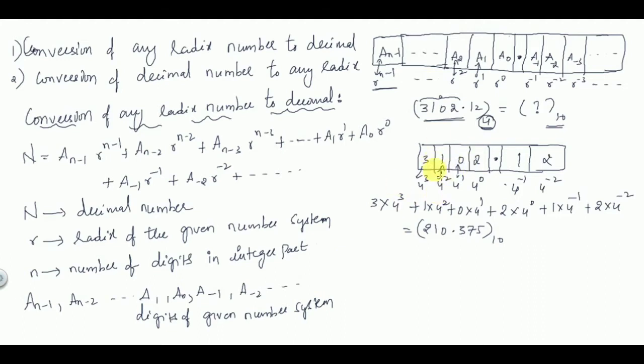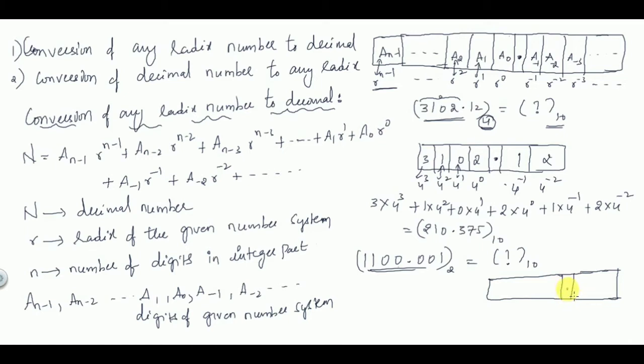Okay, so this is how we can convert any radix number into its corresponding decimal. Suppose you want one more example: 1100.001 base 2. So what is this in decimal? The given number system is a binary number system. If you write this in this form, it will be like this.